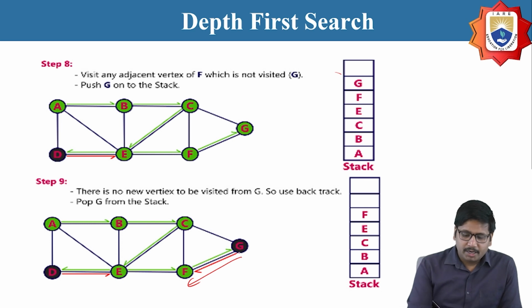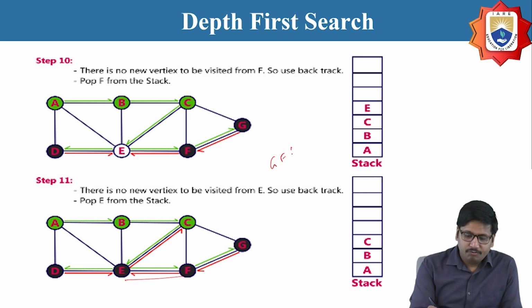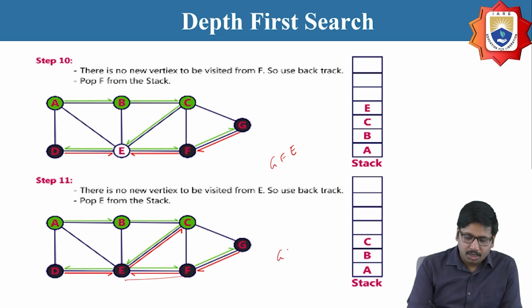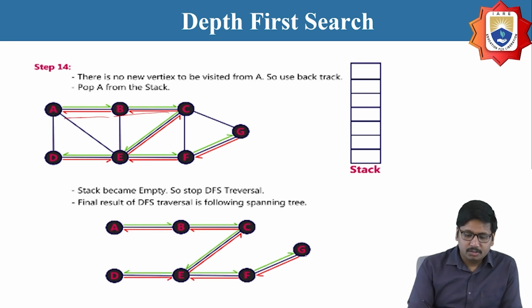So backtracking is performed at G here, and G is popped out first. Then F is popped out. Then G, F, E. From E, I pass on to C, so G, F, E, C. Then B is popped out, and G, F, E, C, B, A. So these are the final contents of the stack.